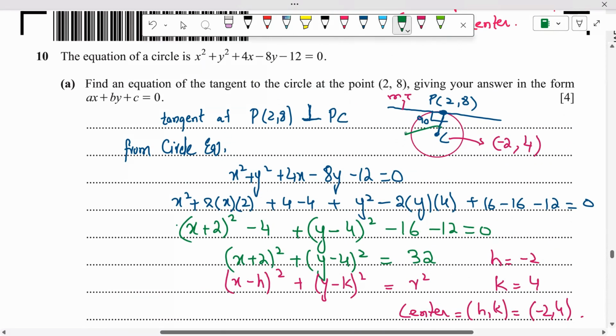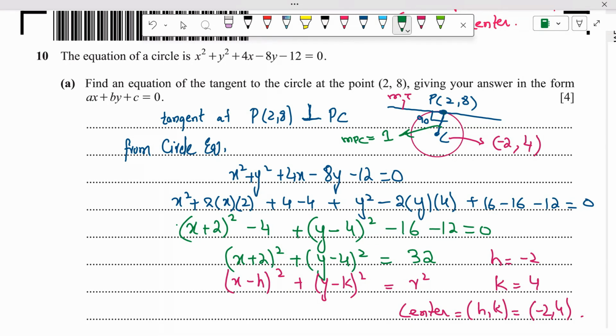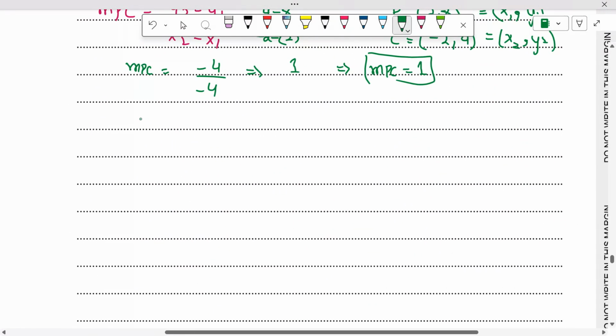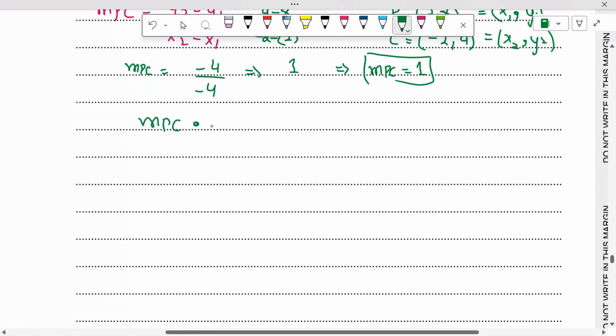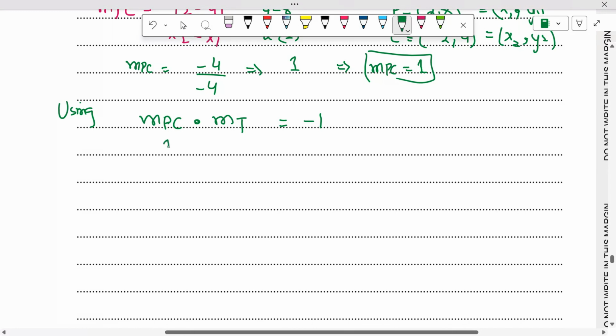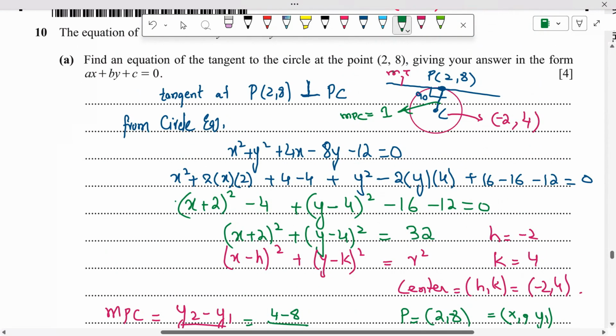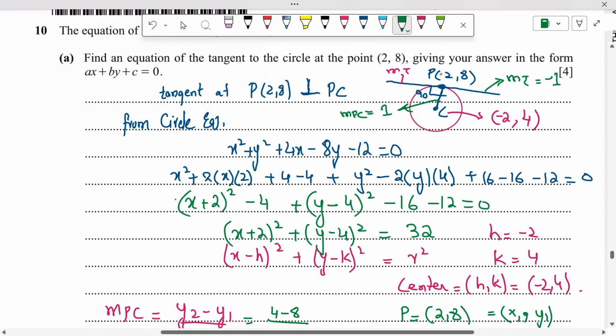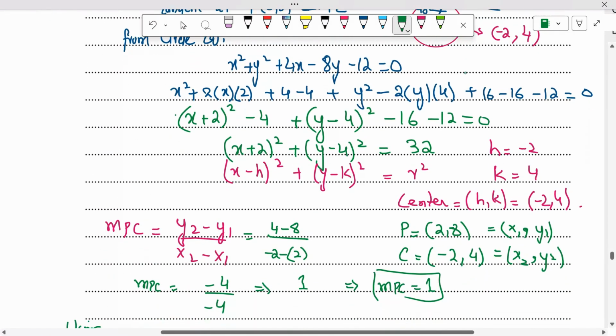So we have the slope of this line, which is 1. PC and the tangent line are perpendicular, so the product of perpendicular slopes is −1. So m_PC times the slope of the tangent is −1. m_PC we just calculated is 1, so 1 times mT equals −1. So the slope of the tangent is −1, and we have the point, so we can use the slope-point form to find the equation of the tangent.